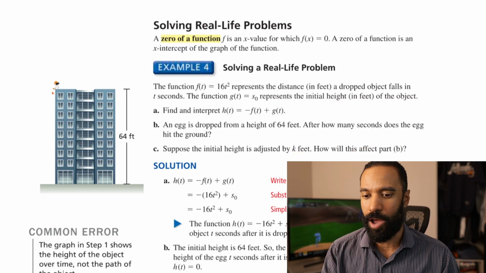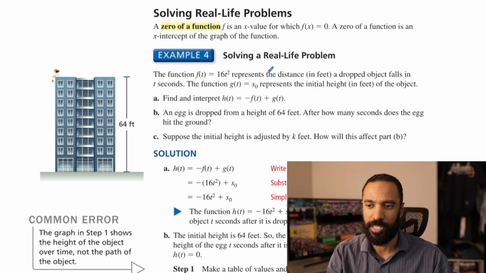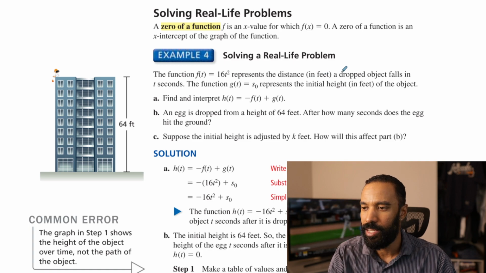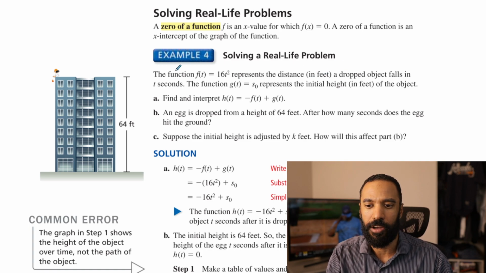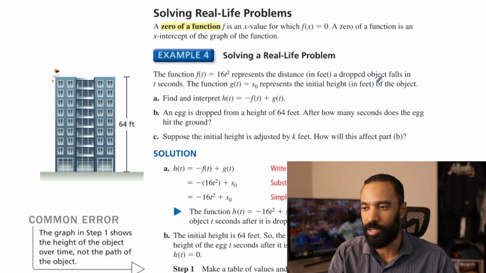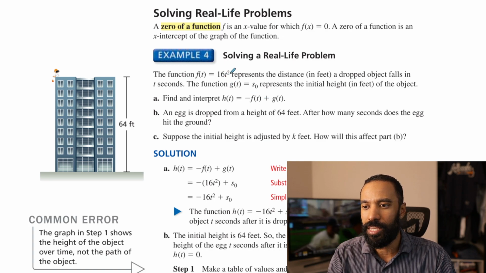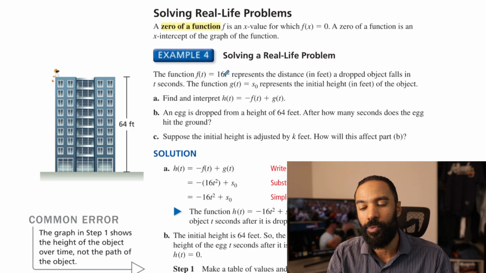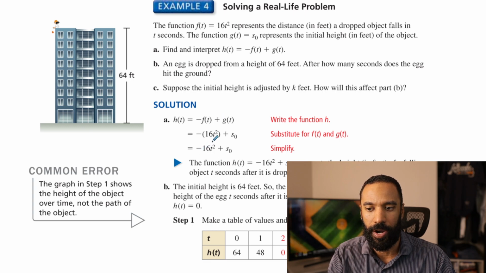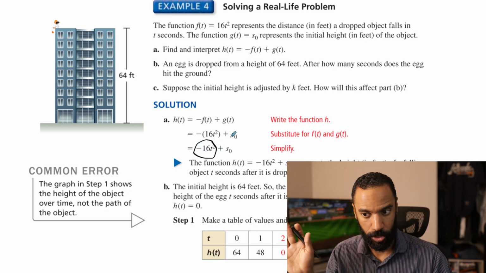Solving real life problems. Let's see what they have to say about this. The function f of x equals 16t squared represents the distance in feet a dropped object falls in t seconds. The function g of t equals s naught represents the initial height in feet of the object. We've seen this a lot before, negative 16t squared. I'm just going to point that out: that has to do with the force of gravity. That's all I'm going to say.